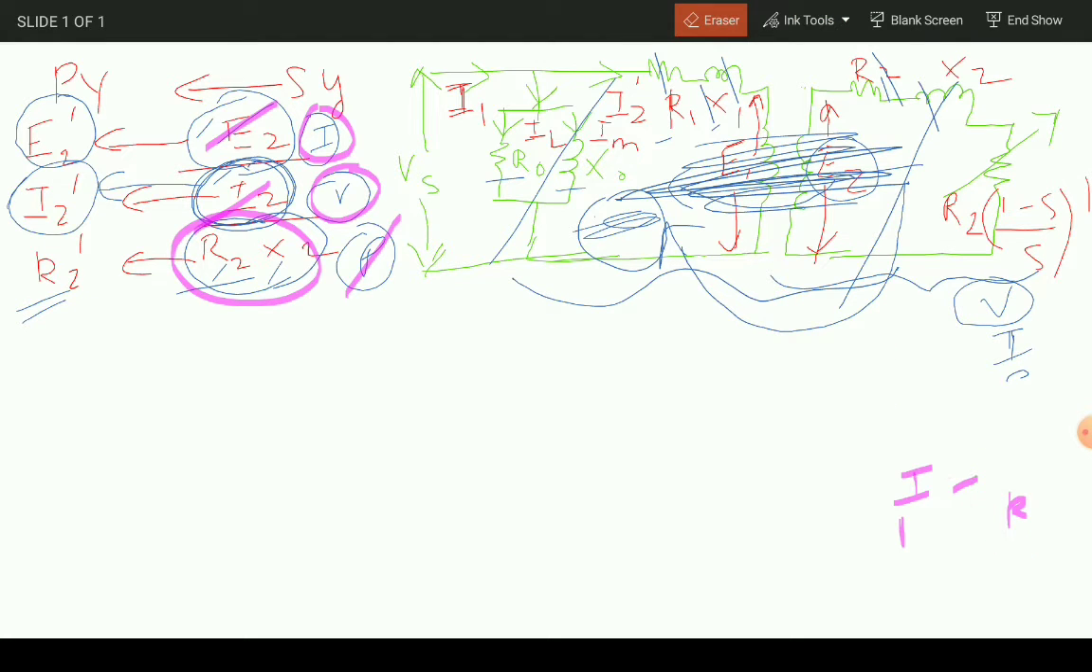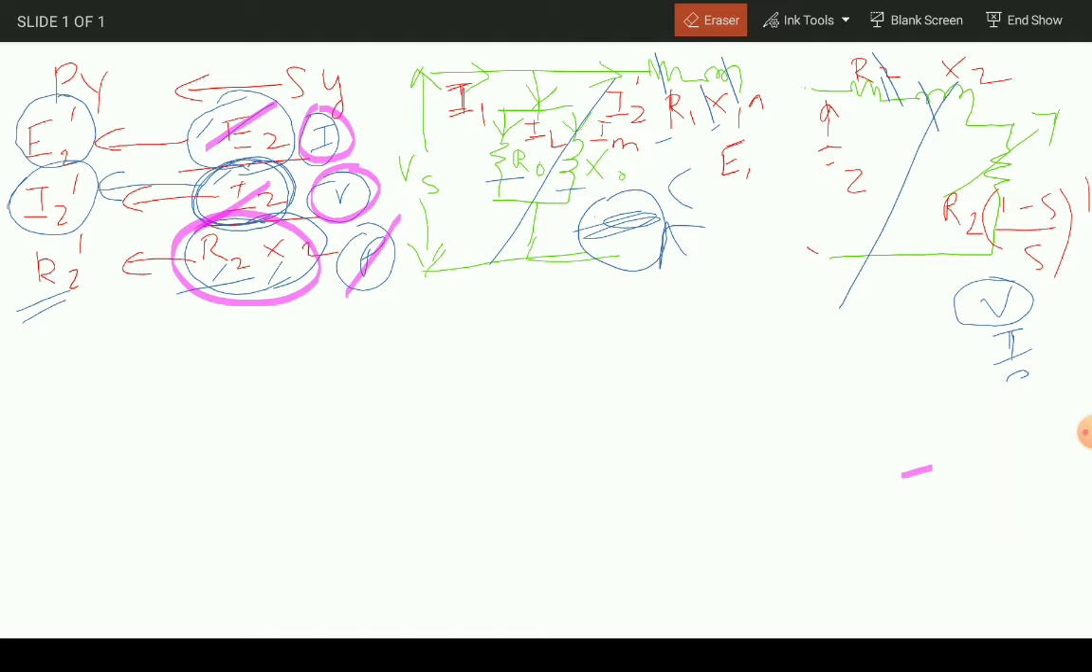Now voltage is over. For voltage we are going to use the current equation, for current we are going to use the voltage equation. But what about resistance? For resistance we have to use the power, because the resistance is an element, it does not carry only the voltage or only the current, it consumes power. So we have to use the power equation.